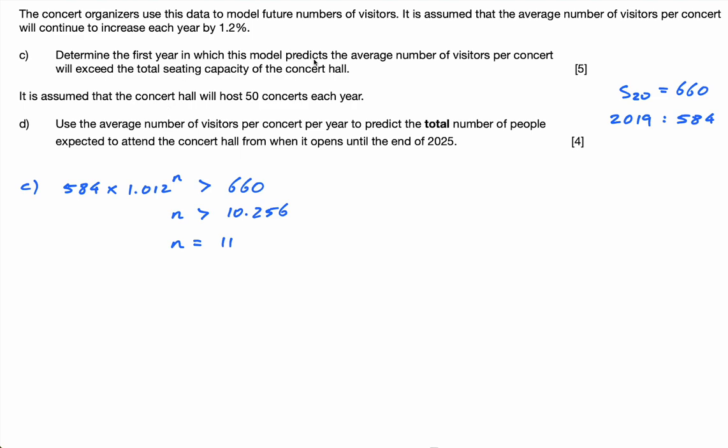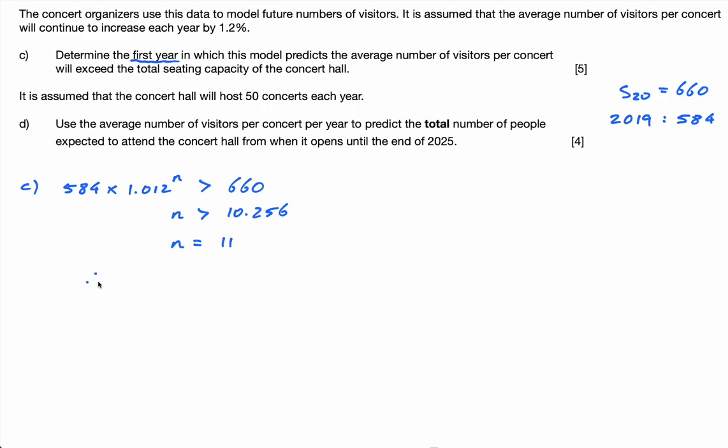But the question says the first year. So what year is it? These questions are always confusing, so you have to take your time to get it right in your head. When n is 1, that's 2020, because we multiply by this once. Twice will be 2021, 3 times 2022, 4 times 2023. You can keep going like that until you figure it out. But it's always one behind, so 11 will be 2030.